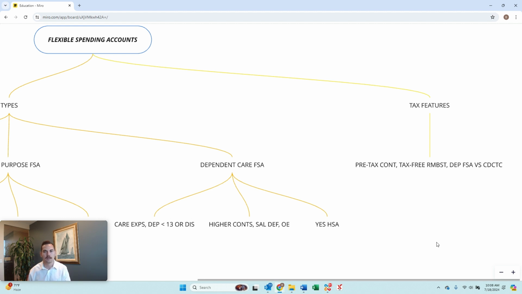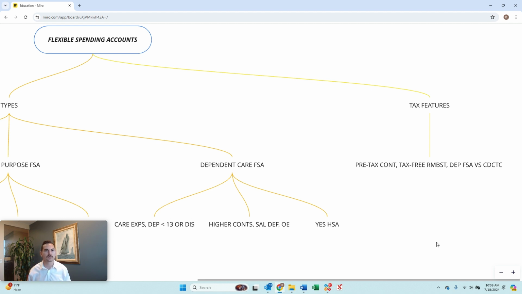And then the other thing to note about this is there's no double dipping. So if you use the healthcare FSA for your medical expenses, then you can't also itemize your deductions on Schedule A and claim a deduction for those medical expenses. You can't double dip. And then similarly, you have to be cautious of using the dependent care FSA and then trying to claim the child and dependent care tax credit.